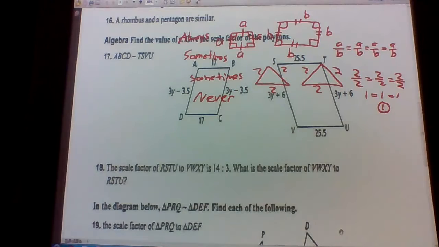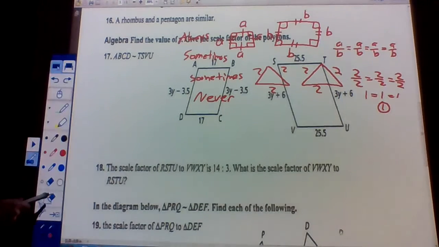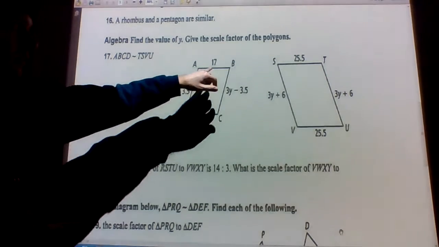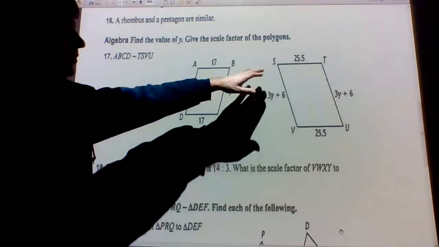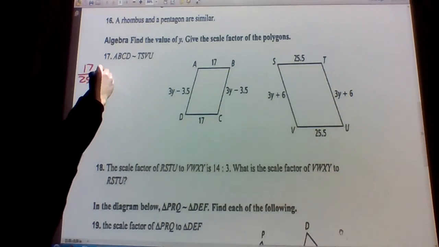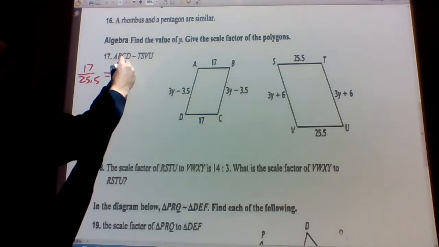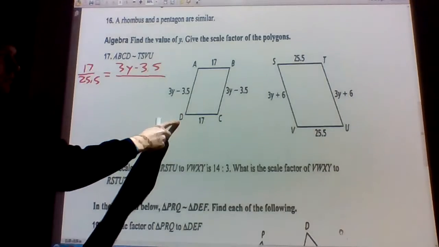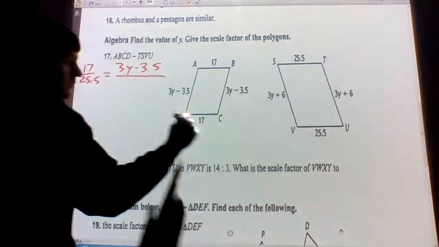Right, 17, they tell us the polygons are similar. Okay, so we need to find the scale factor. So we first need to find y before we can find the scale factor. So it's telling us that they are similar. So AB is going to correspond to TS. So we can do 17 over 25.5. Okay, and then 3y minus 3.5. AD is going to match up with TU, so that's 3y plus 6.